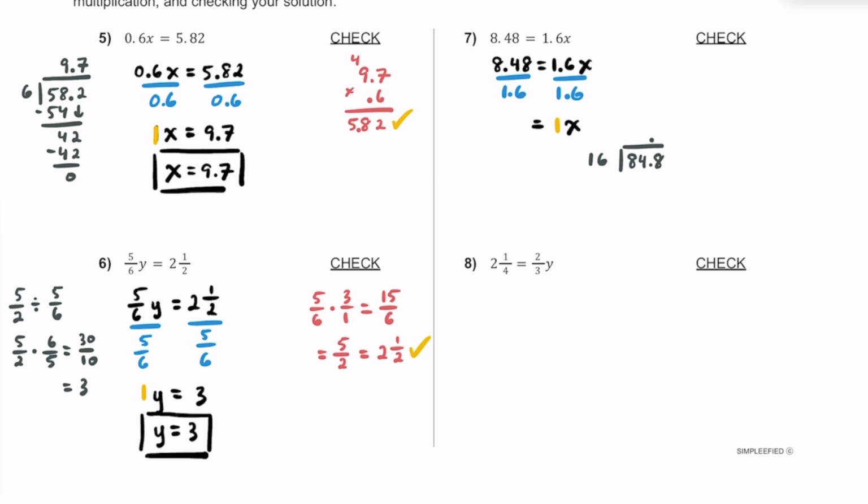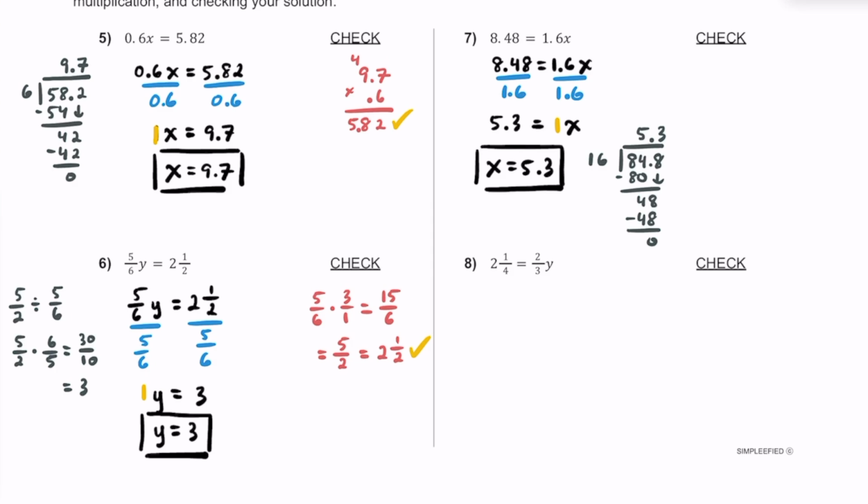So 16 times, let's go with 5. I think 5 is going to get us 80. That's as close as we can get. And our remainder here is 4. Now 16 into 48 is going to be 3 times. 3 times 16 is 48. The remainder here is 0. So it turns out here that our answer to 8 and 48/100 divided by 1 and 6/10 is going to be 5 and 3/10. So we can turn this around and just say x is equal to 5 and 3/10. This would be our solution.